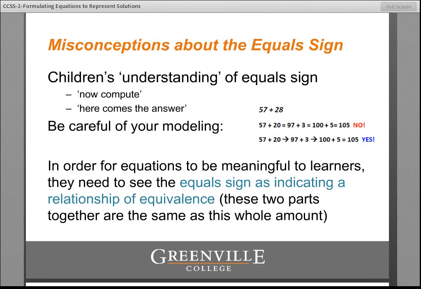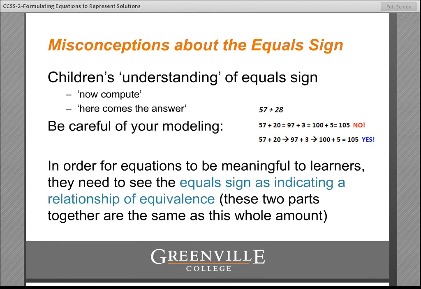And often we as teachers tend to treat this equal sign ourselves as if it were a signal to compute or a signal that the answer is about to come next. Notice the example shown here of 57 plus 28 off to the right. The first example shown, a student might do that or a teacher might do that modeling on the board, but that would be an inaccurate representation because the equal sign is being used to say what comes next. But notice if you look at it, 57 plus 20 does not equal 97 plus 3. It isn't an equivalence. So that would be an inaccurate use of the equal sign.